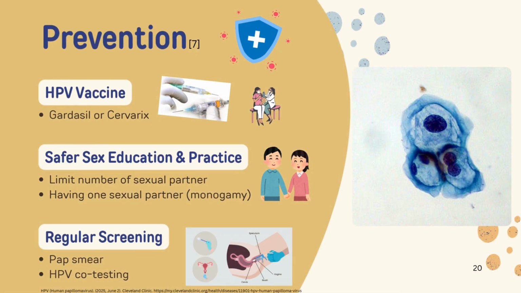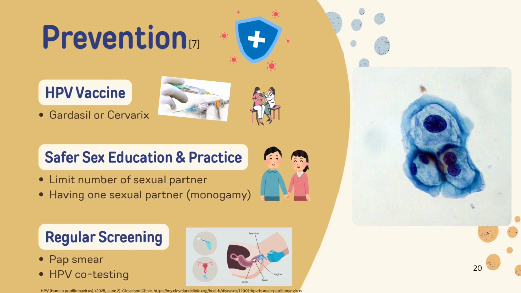Prevention. To prevent HPV infection and reduce the risk of developing koilocyte-related changes, there are three main strategies. The first is HPV vaccination. There are two main vaccines, Gardasil and Cervarix. Gardasil protects against HPV types 6, 11, 16, and 18, while Cervarix focuses only on the high-risk types 16 and 18. In Malaysia, the Gardasil vaccine is provided free of charge to female students at the age of 13 as part of the National HPV Vaccination Program.